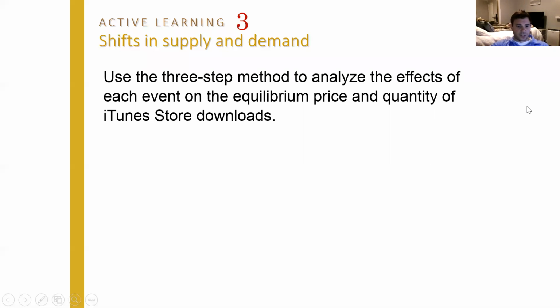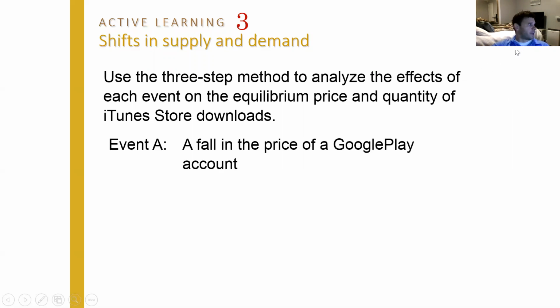Okay, just to wrap things up, I'd like to use our 3-step method here to think about analyzing the following effects in the markets for iTunes store downloads. Okay, the first event we're going to consider here is what happens if there is a fall in the price of a Google Play account. Okay, so hopefully you're thinking about how a Google Play account is related to iStore downloads. They are absolutely substitutable ways of listening to music.